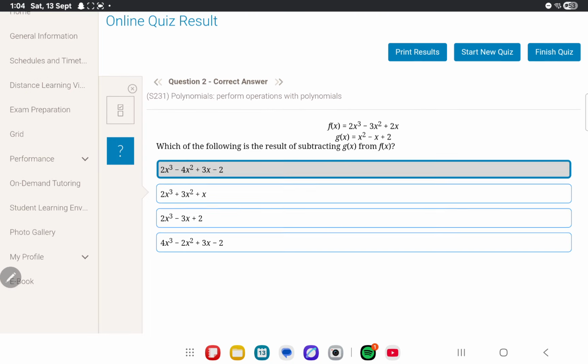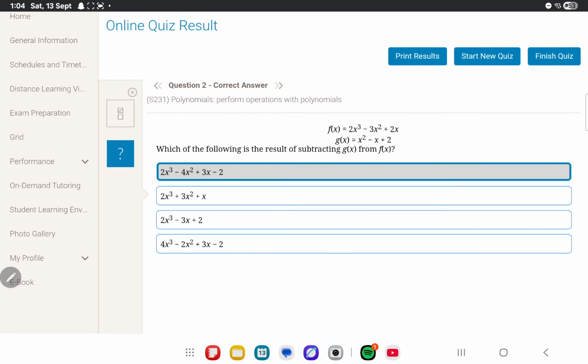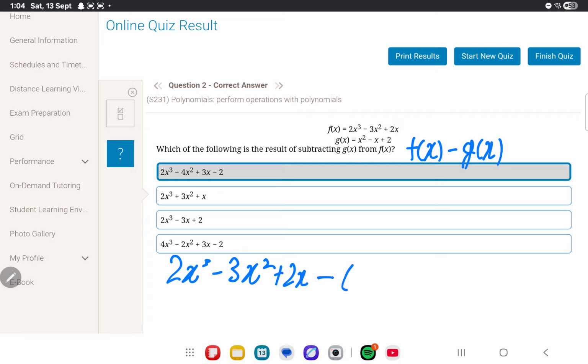Question 2. This is basically even easier, really. It's not that hard. They want us to subtract g of x from f of x, so this is going to be f of x minus g of x. This can be written as 2x cubed minus 3x squared plus 2x. Then I'm going to write the minus sign and open a bracket, because I'm subtracting all of g of x from f of x. So open the bracket, x squared minus x plus 2.